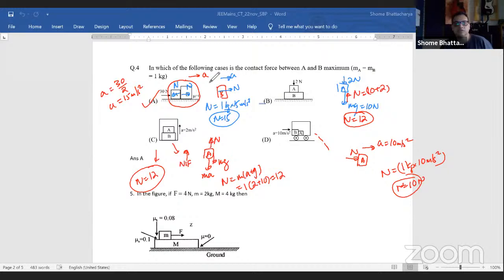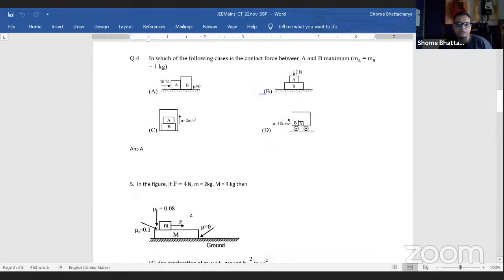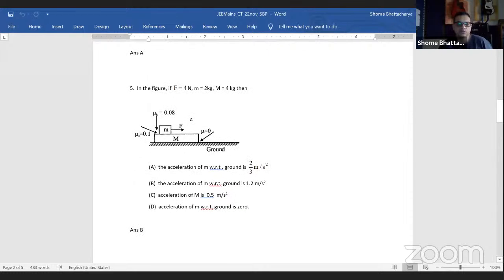Is it clear, Shikhar? Okay. Don't worry, Samat, I'll be sharing the recording with you so you can go through the solution again in the recording. I have to move a little fast because we have to complete all the questions.